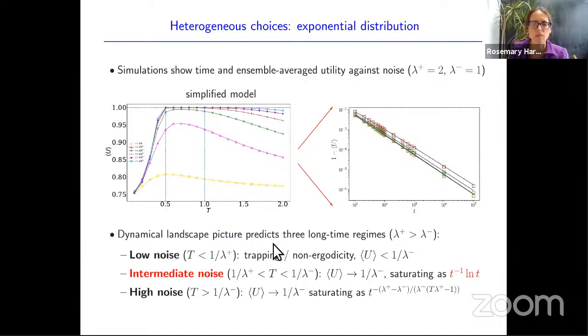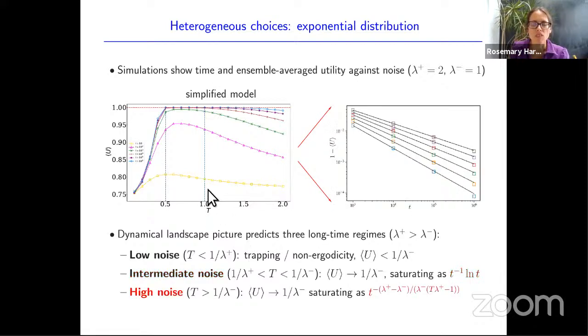that with simulations. And then a high noise regime, so to the right of 1 on the plot here, where again, eventually, if you fix the noise and take time to infinity, you saturate at the best possible outcome, but the saturation is much slower. It's a power law, which again, you can predict.